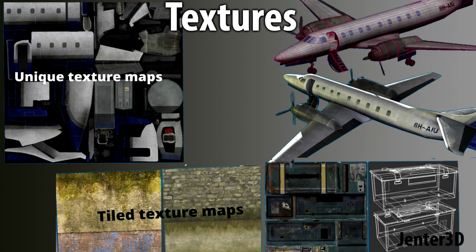Textures are split into two different ways. So you've got your unique texture maps and then you've got your tiled texture maps. A lot of the environments are created using tiled texture maps, and this is really just for performance related issues and constraints. And then you've got your unique texture map. So in this instance that I'm showing, I made a plane. So although yes, I've used symmetry on the texture and the model, it's still unique. It's not like I've taken a metal texture and tiled that along the surface of the plane. I've actually created a unique texture for that plane.